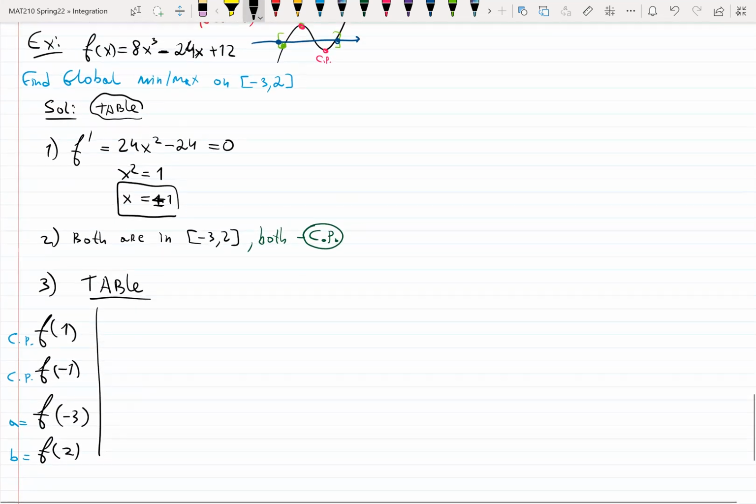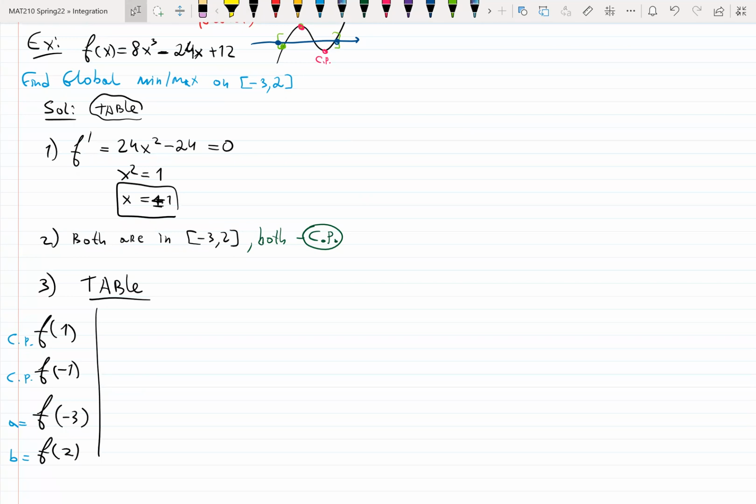Go back to the previous function and plug in 1. Oh, I'm plugging into the derivative, yeah, it's not that simple. Plug into the original: 8 minus 24 plus 12 equals minus 12 plus 8, 4. And then plug minus 1: minus 8 plus 24 plus 12, 36 minus 8, 28.